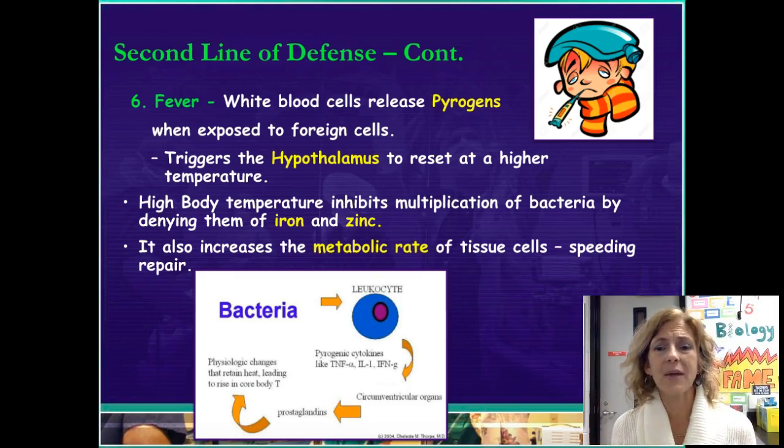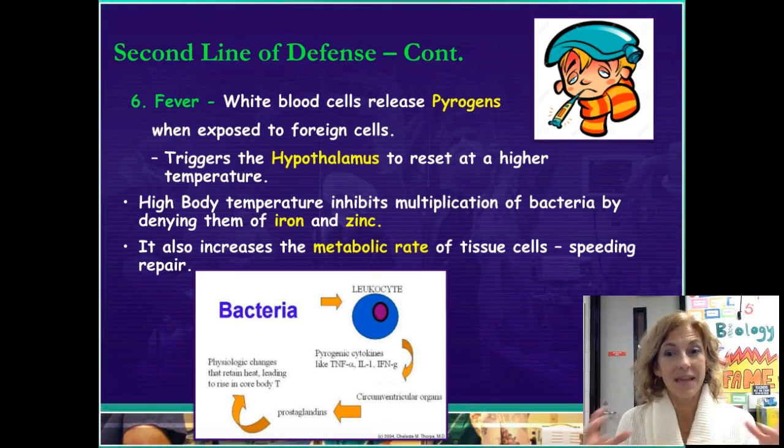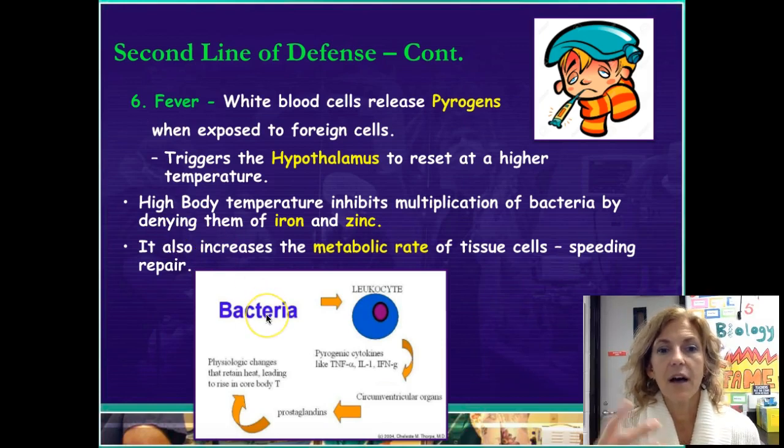So why would our body want to increase our temperature when we're already feeling horrible? There's two things that happen. One, it's going to inhibit microbial growth because your liver will hold on to iron and zinc, which the bacteria need to multiply. So that inhibits its growth. The other thing, our metabolic rate speeds up. One of the things that our metabolism is in charge of is making more cells. So we're able to repair our tissues at a quicker rate because mitosis is happening at a quicker rate because of the higher temperature.